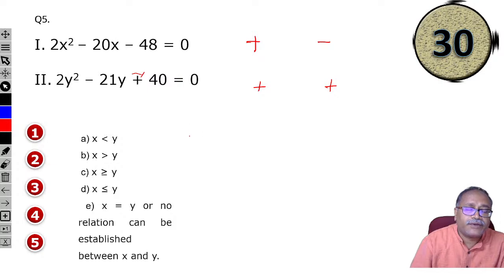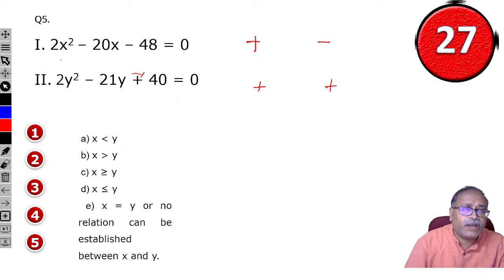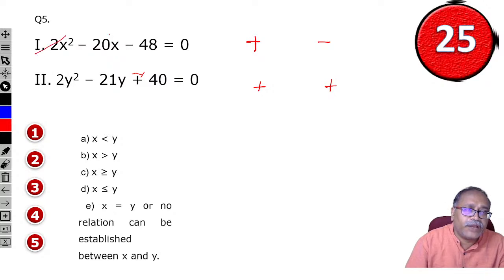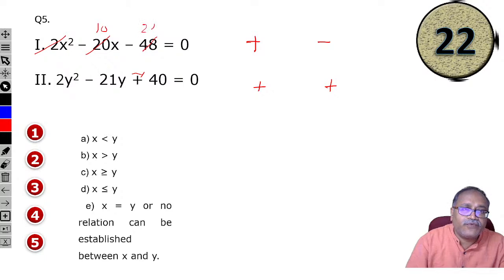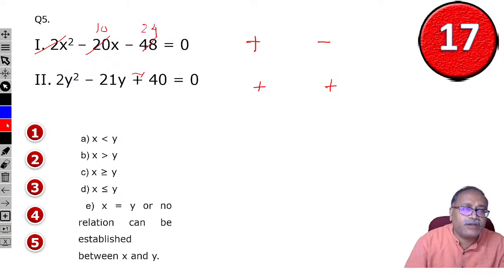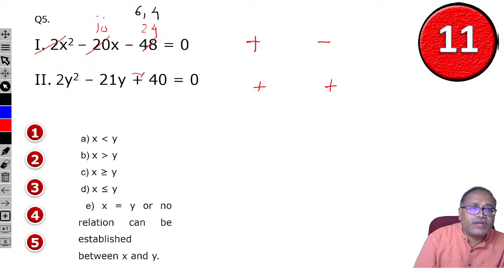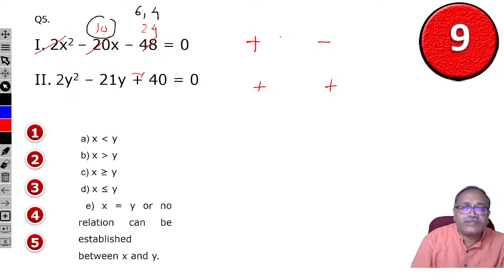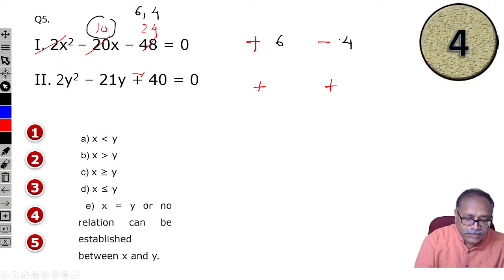Break this 48. So I know 6. What I can do is just divide this by 2. So I will get this as 10 and I will get this as 24. So it will be easy for me to calculate this number as 6 into 4 is 24. Now 6 plus 4 is 10. So I got this as 6 and 4. So anyone can answer the question.